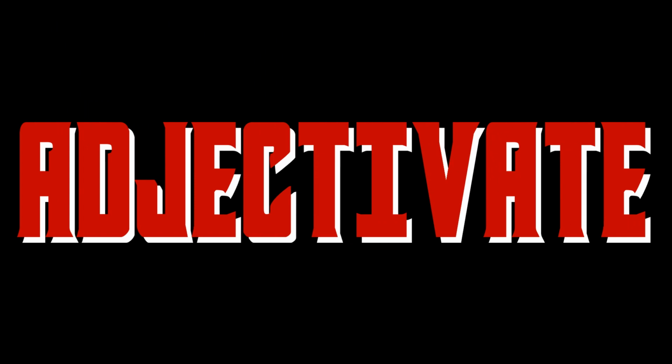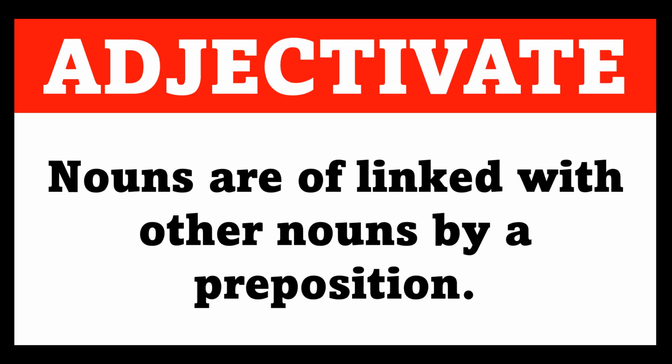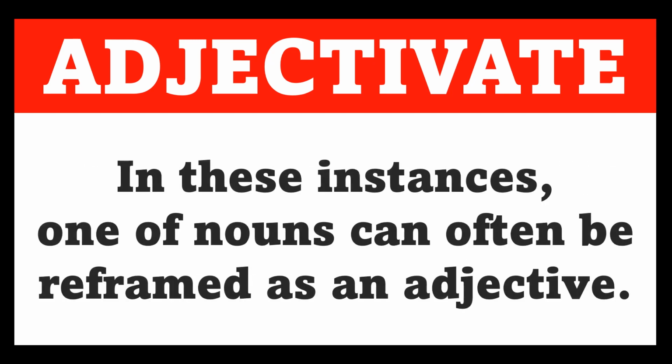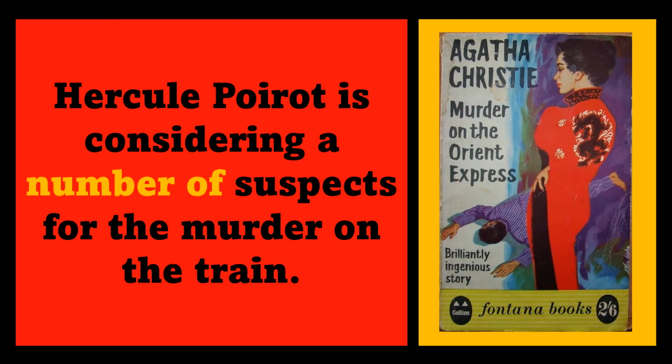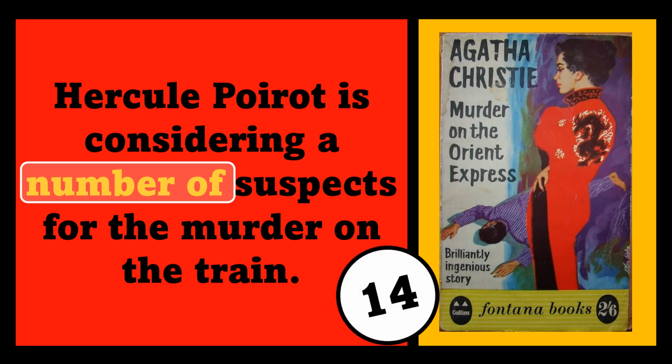Now, on to adjectivating words. Nouns are often linked with other nouns by a preposition. In these instances, one of the nouns can often be reframed as an adjective. Example: Hercule Poirot is considering a number of suspects for the murder on the train. In this case here, we have number of, and the total word count here is 14.